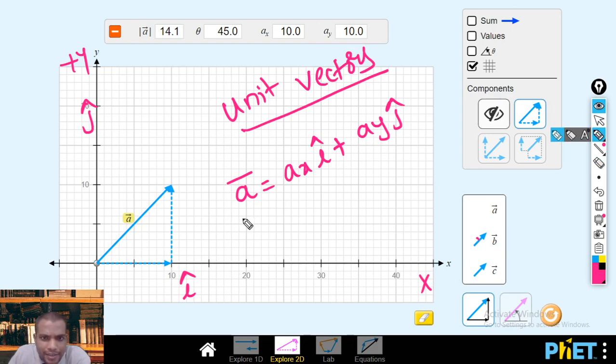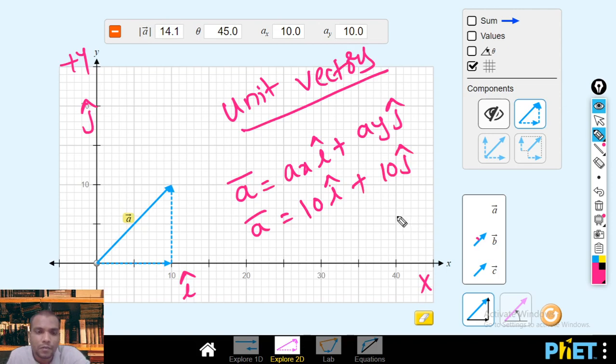Now from here you can write a bar equal to the equation of this vector, representing it in terms of equations. So a bar equal to how much? 10 i cap, plus ay, if you can measure, that is also showing 10 j cap. Now this is a diagrammatic representation of a vector and this is the equation representation of that vector. I hope you got that meaning.